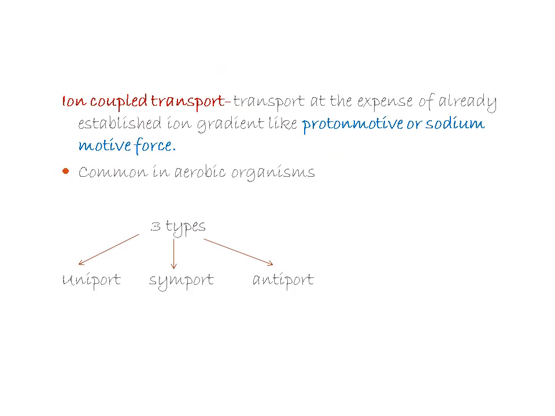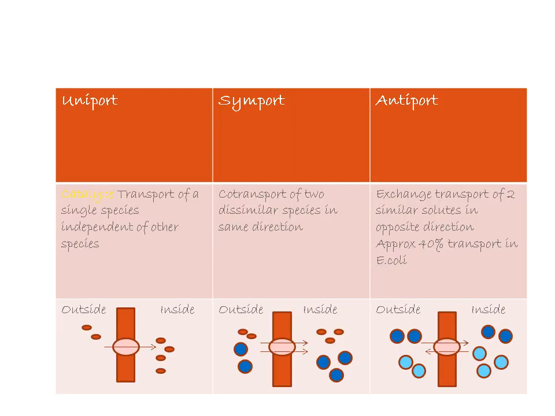Now what happens in ion coupled transport? The transport happens because there is some ion gradient across the cell membrane. Whenever there is an ion gradient across the cell membrane, that gradient will be utilized to create some energy, and that energy is used to transport the molecules even if they are at lower concentration outside. This type of transport is common in aerobic organisms, and the force that is required is known as proton motive or sodium motive force. It can be of three types: uniport, symport and antiport. So we will have a look at each.